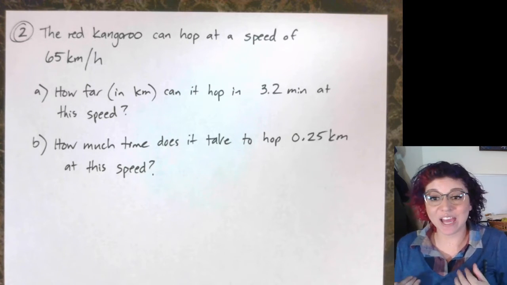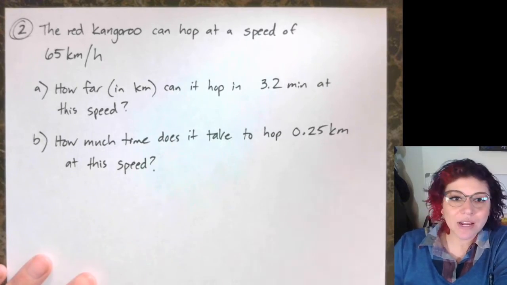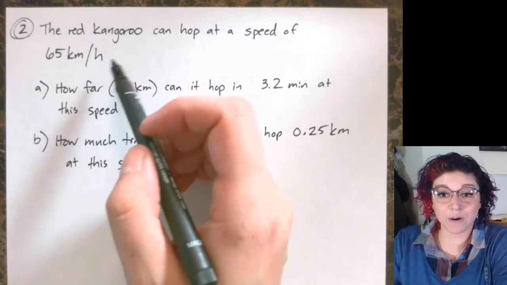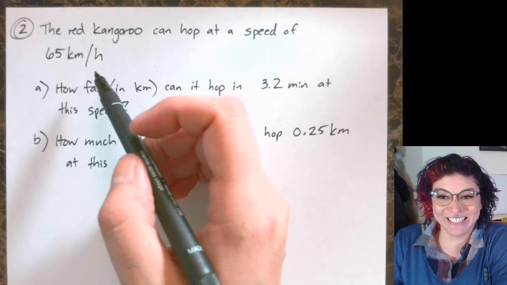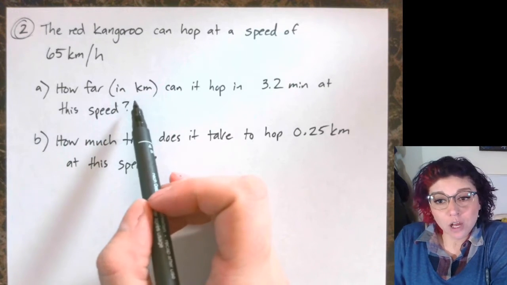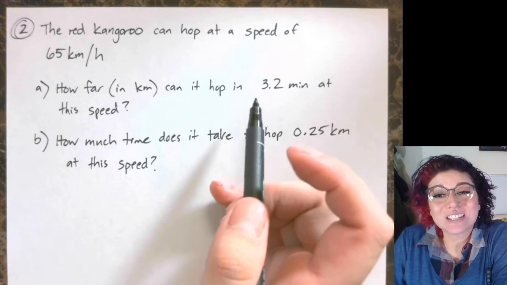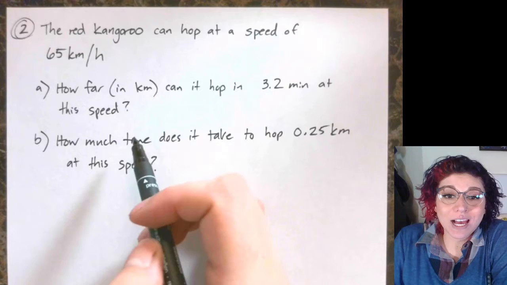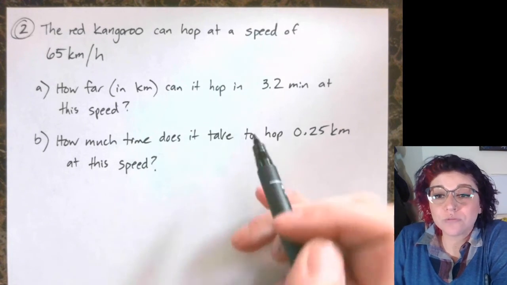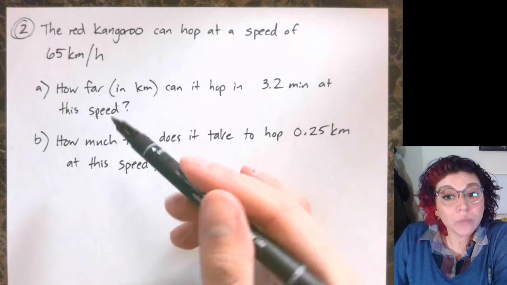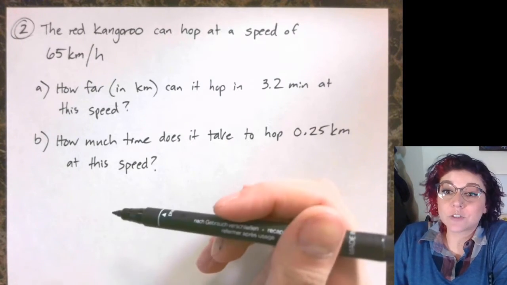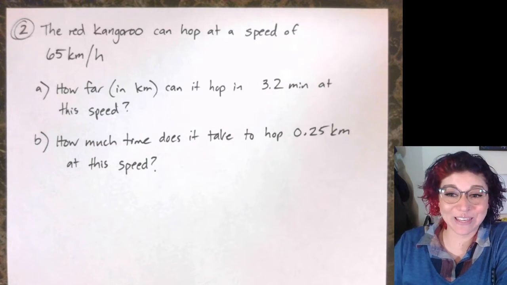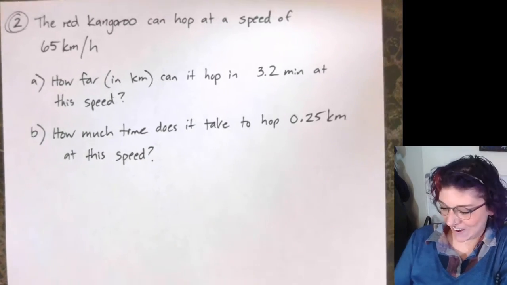Next question involving average speed. The red kangaroo can hop at a speed of 65 kilometers per hour. That's terrifying. How far in kilometers can it hop in 3.2 minutes at this speed? Part B says, how much time does it take to hop 0.25 kilometers at this speed? And I think we all know the answer here to both of these questions. It's just you run very far away from this kangaroo because that's a fast kangaroo. That's really scary. Okay, let's look at A.